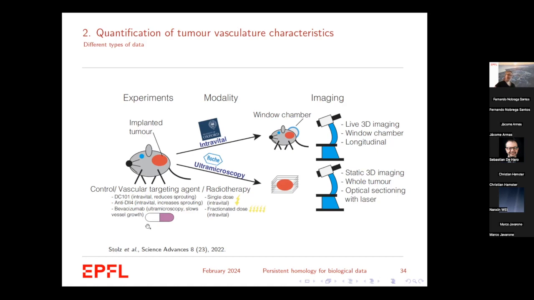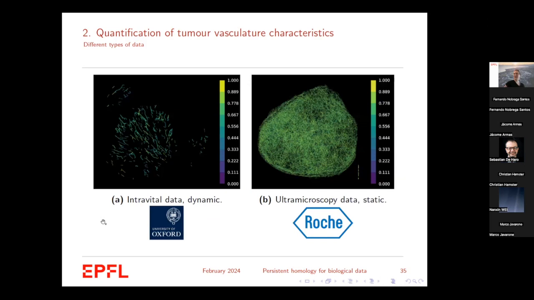And then in the Roche data, we just had, again, an agent that slowed vessel growth, leading to more normal networks versus controls. And just to show you, these are wildly different data sets from two different imaging modalities. On the left, you have this intravital data set, which is dynamic, from Oxford. And on the right, you have the ultramicroscopy data set. So even the size of these networks is wildly different.